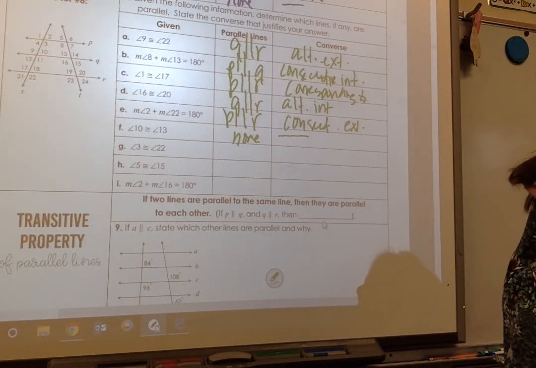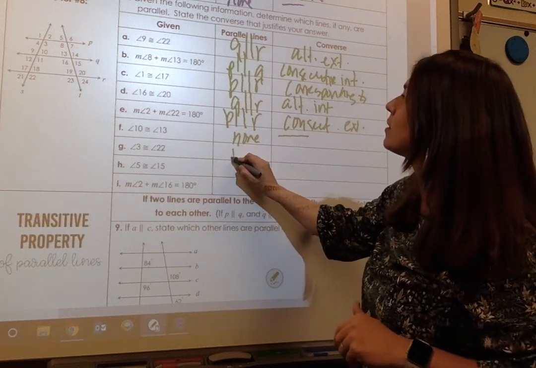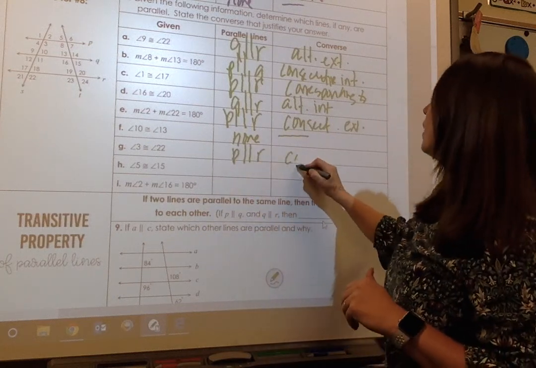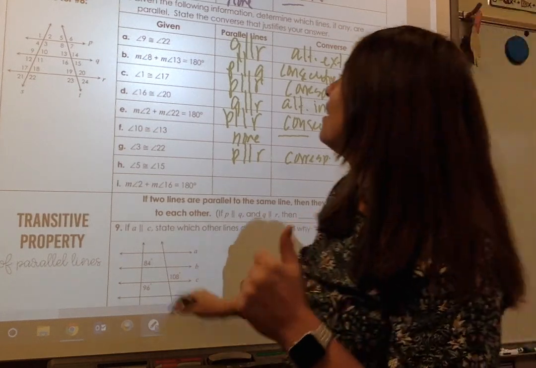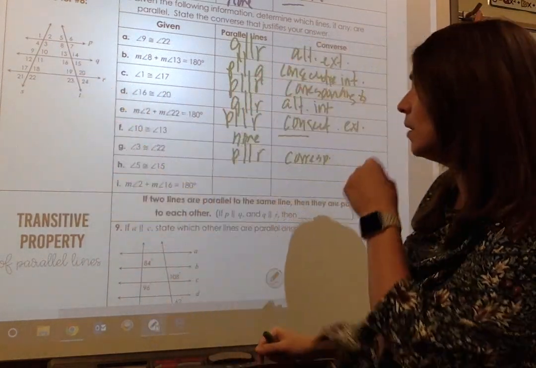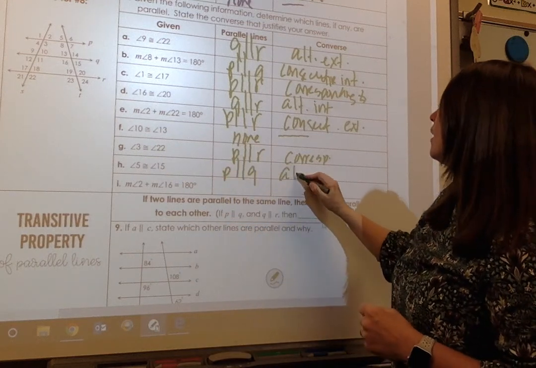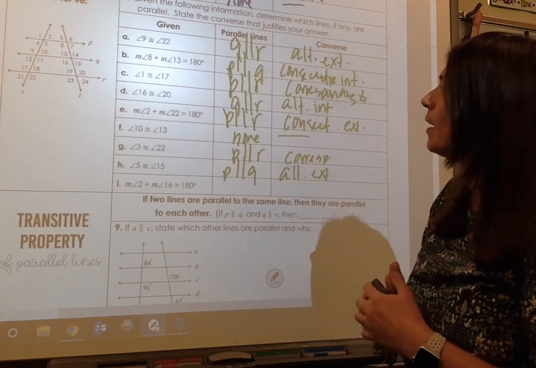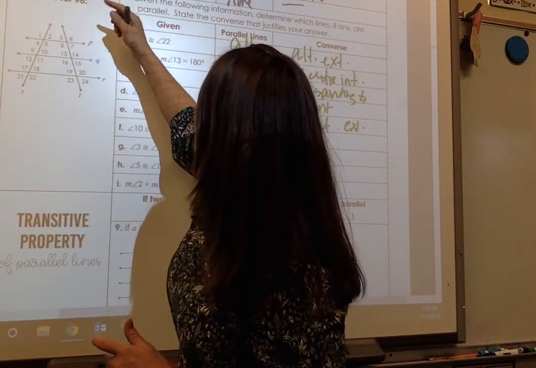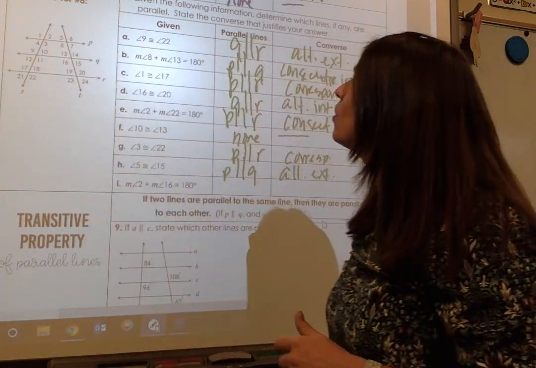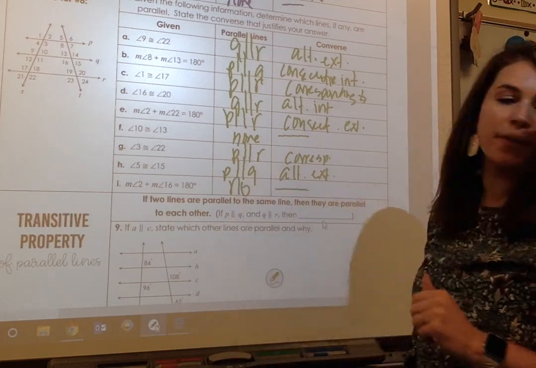Angle 3 and angle 22 are corresponding angles, so that's going to make P parallel to R, and that's corresponding angles. Angle 5 and 15 are alternating exterior angles, so P and Q are parallel, and that's alternating exterior. Angle 2 plus 16, so 2 is here, where's 16? 16 is here. There is no relationship between those, so no relationship on that.